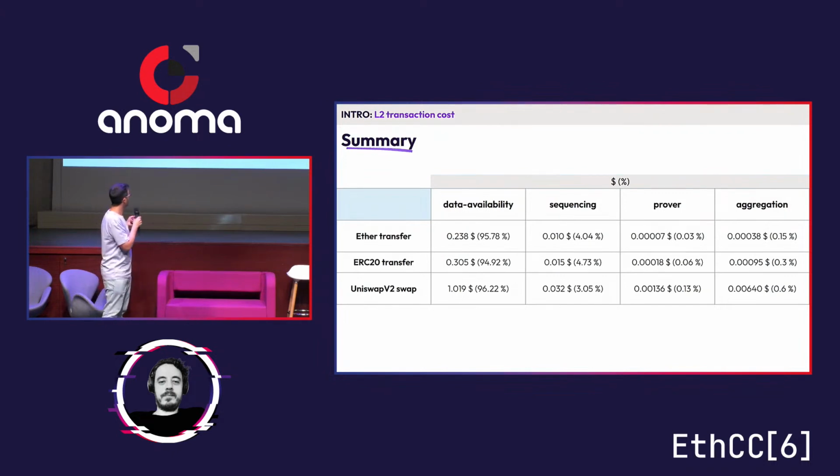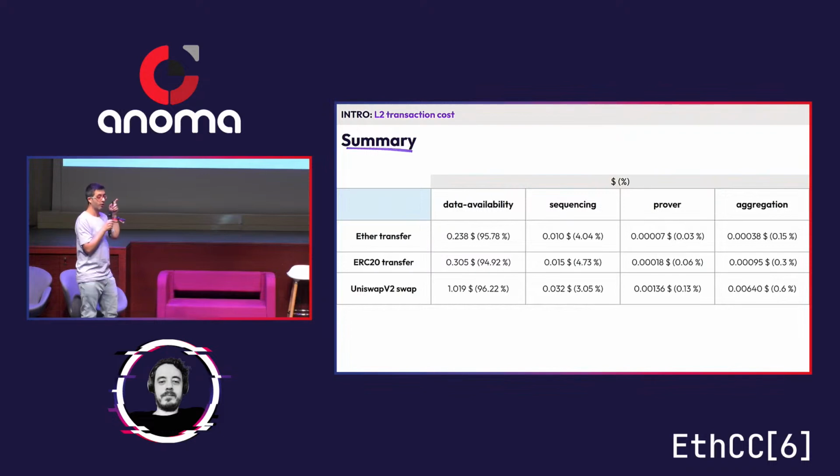Okay, so we can say that the prover is no longer the bottleneck. This is what we say. So clearly here, the data availability is what we need to reduce. And in order to do that, we're going to use, of course, EIP 4844 and data compression, okay?